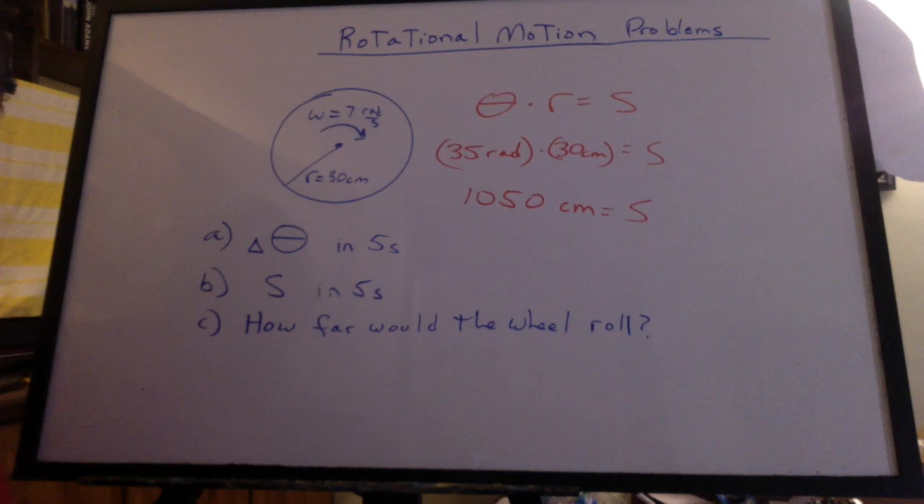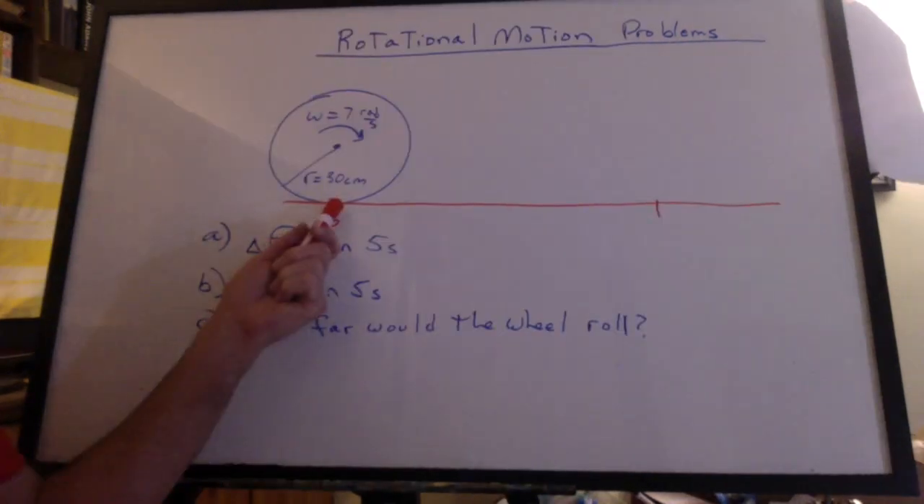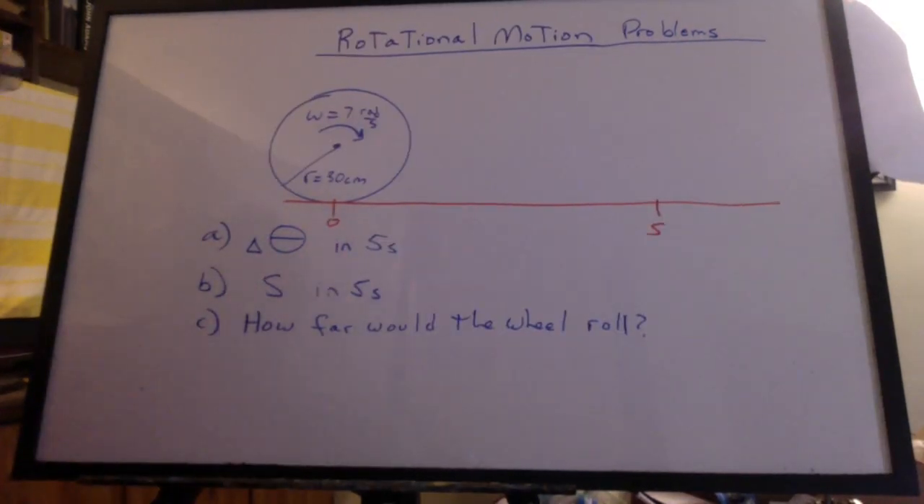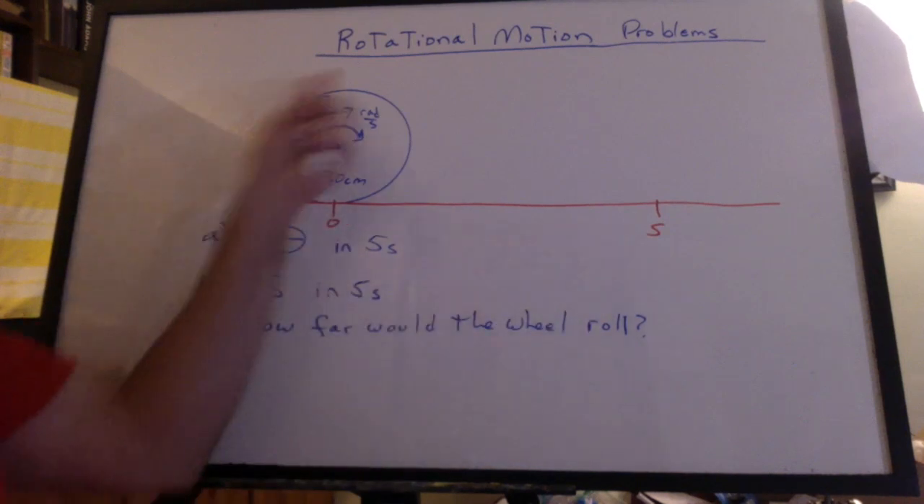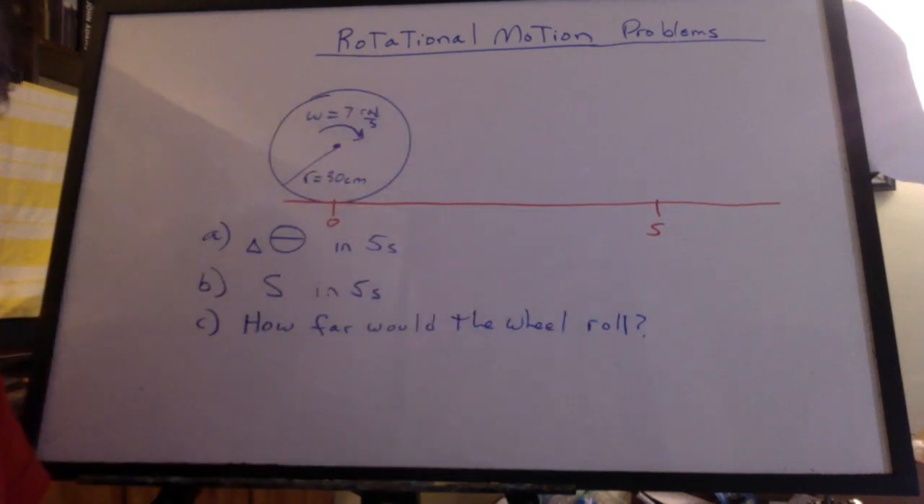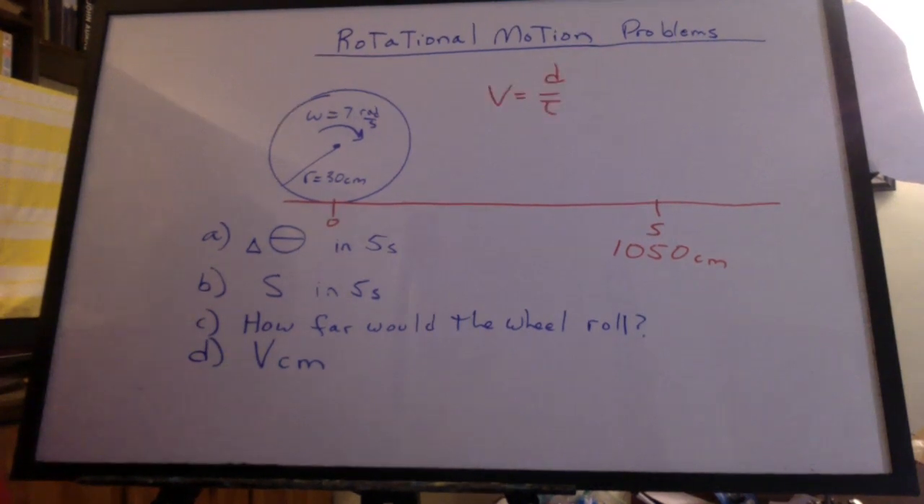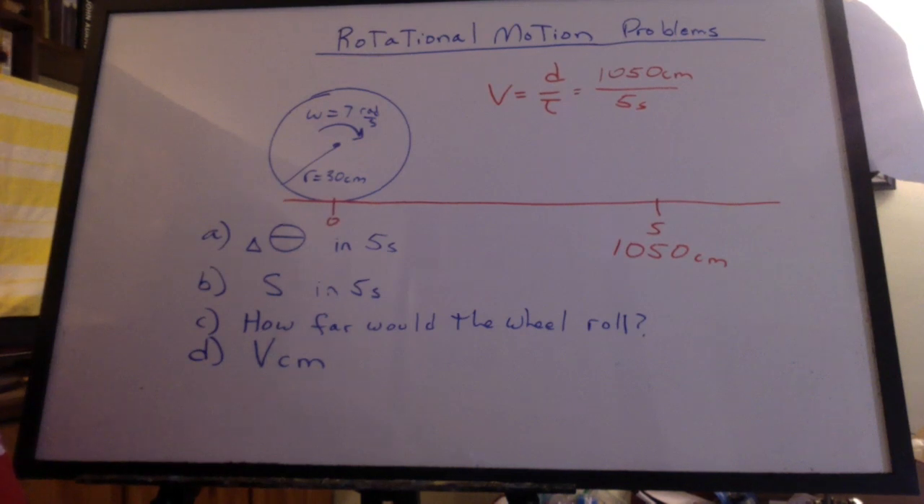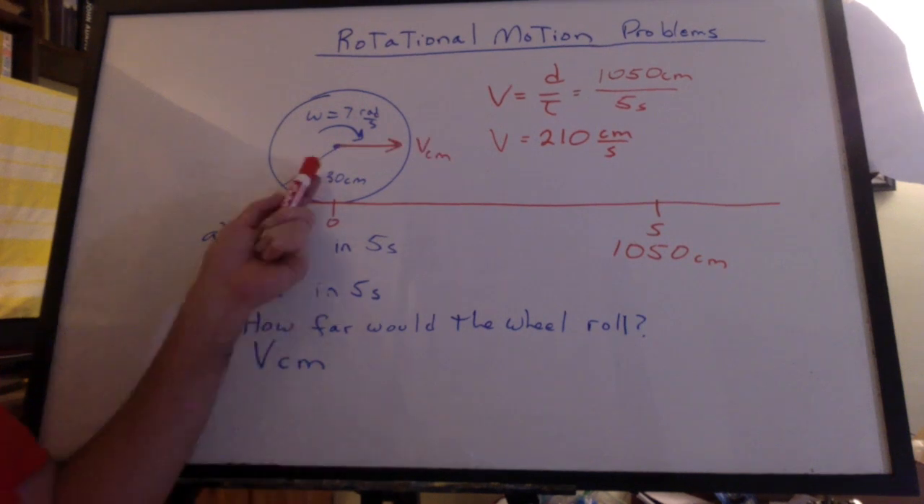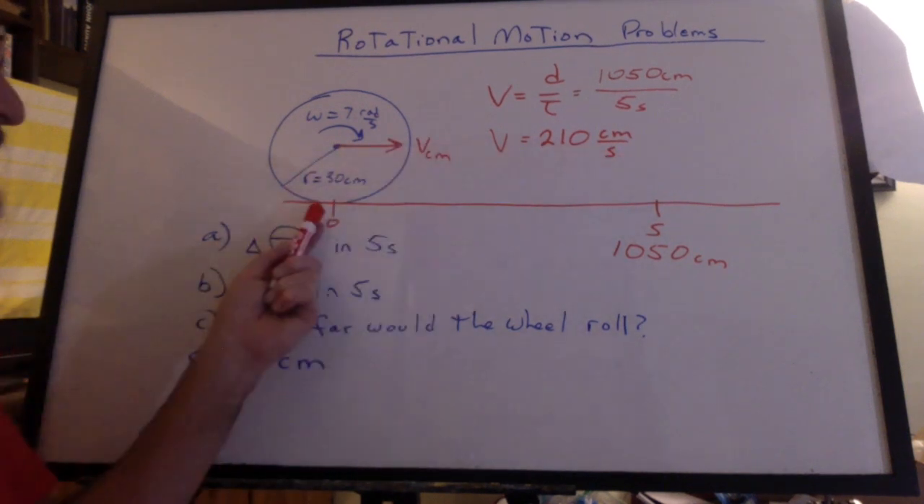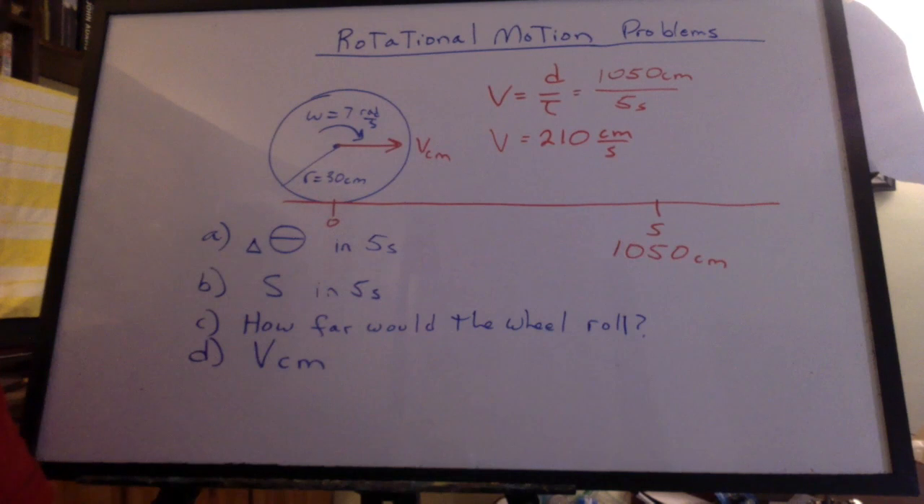How far would this wheel roll? Well, if it's not going to skid, the distance it travels would have to be equal to the distance along the outside edge. It'll still be 1,050 centimeters. Find the velocity of the center of mass. Well, the velocity is a distance per time. The wheel traveled 1,050 centimeters in 5 seconds, and that's 210 centimeters per second. That's the velocity of the center of the wheel.